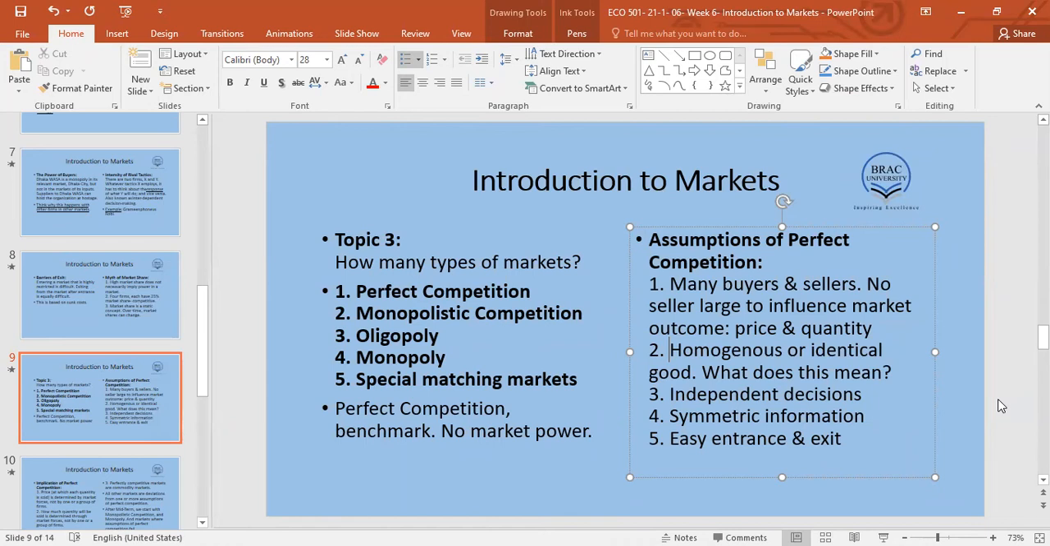No, sir. They can't. What is independent decision making? Just the opposite of interdependent. If I decide to sell more eggs, will that affect the total market of Dhaka City? No, sir. That's a very small player. So when decisions are independent, that means whatever decision I take doesn't influence anybody in the relevant market. The reverse is also true. Whatever decisions a firm takes doesn't influence anybody in the relevant market, then decision makings are independent. The fourth one is symmetric information.